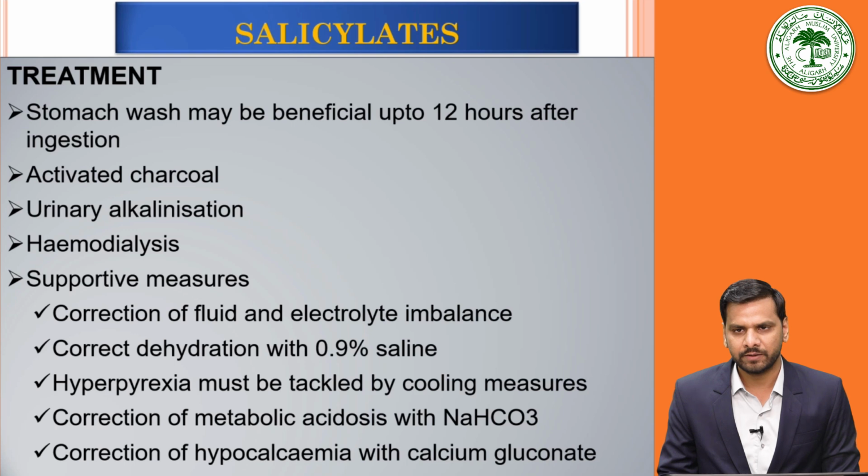Treatment of salicylate poisoning. First of all, stomach wash should be done, which is beneficial up to 12 hours after ingestion. We can administer activated charcoal. Urinary alkalinization can be done along with hemodialysis. And lastly, supportive measures, which include correction of fluid and electrolyte imbalance, correcting dehydration with 0.9% saline. Hyperpyrexia must be tackled by cooling measures, correction of metabolic acidosis with sodium bicarbonate, and correction of hypocalcemia with calcium gluconate.